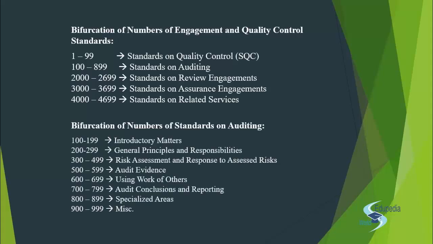So 100 to 199, you have introductory matters, and for that you have no standard specified yet. That is weird. You don't have an introduction to standards, right? But that is it. If something comes up in future, that will be inlined in 100 to 199. There is nothing from 0 to 100, right? Because that is covered in the standards of quality control. Remember? Yes. Next series from 200 to 299.